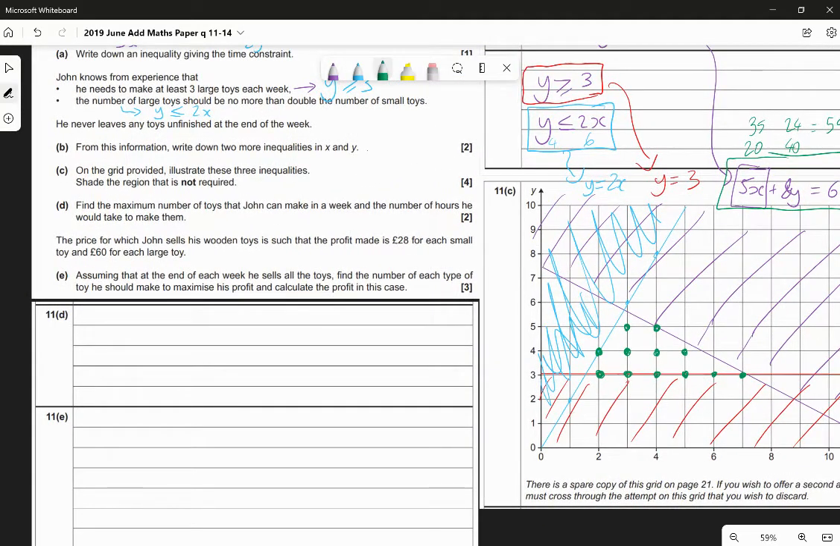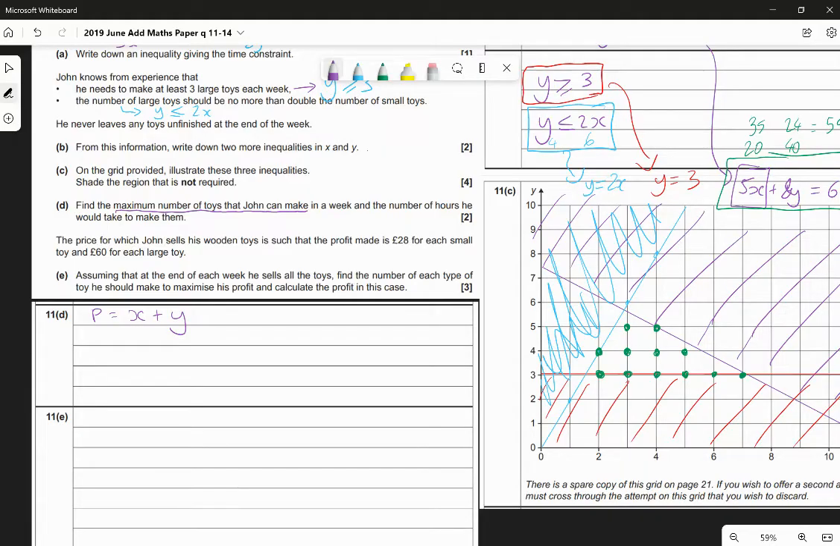So let's see the next part of the question. Part D. Find the maximum number of toys that John can make in a week. Okay, and the number of hours he would take to make them. Now these green dots are going to help me. So I'm looking at the green dots and I'm thinking, which of those possible solutions gives me the maximum number of toys that John can make? So John makes x small toys and y large toys. So the objective function, which is usually used as P, if it's the maximum number of toys, it's x plus y, because it's just asking for the total number of toys he makes.